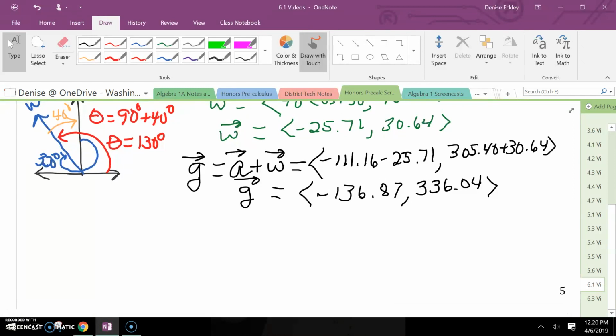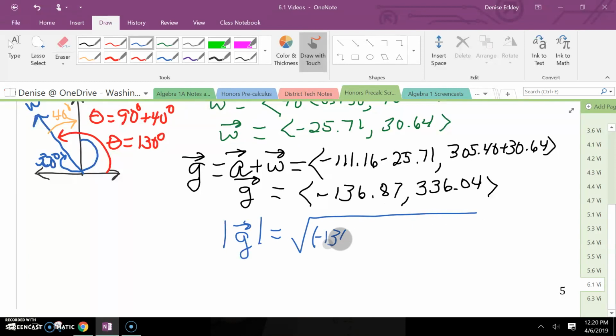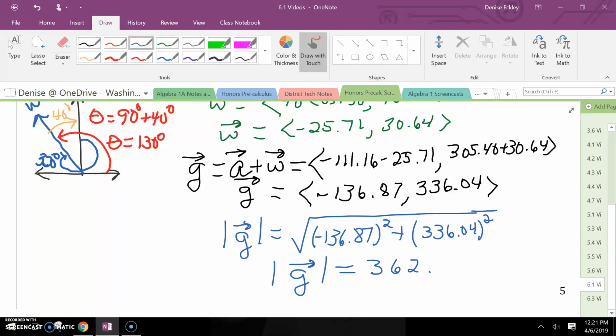So now we can use that to find the speed by finding the magnitude of that vector. So our speed is going to be the magnitude of G. So we're going to have the square root of negative 136.87 squared plus 336.04 squared. So our speed is going to be 362.84 miles per hour.